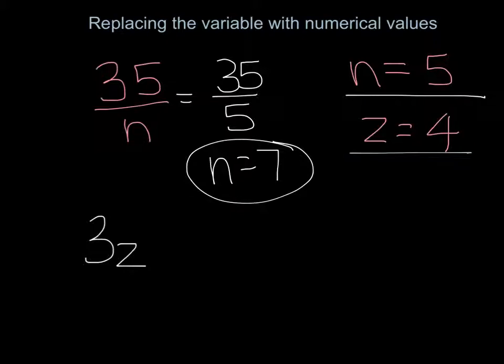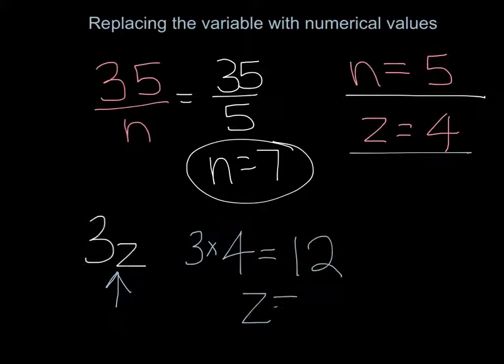They've said that z is 4, so 3. Remember, anytime that a number is sitting next to a variable, it means to multiply by that numerical value. So 3 times 4, which would be 12. So z equals 12.